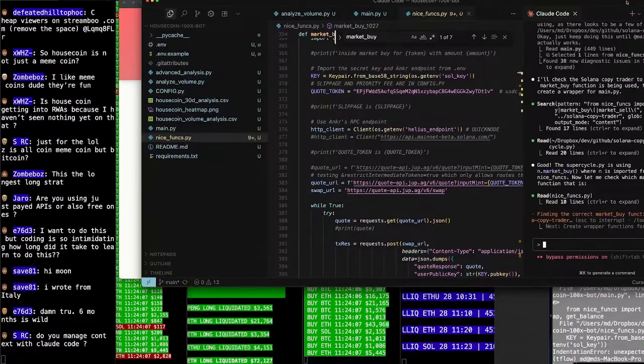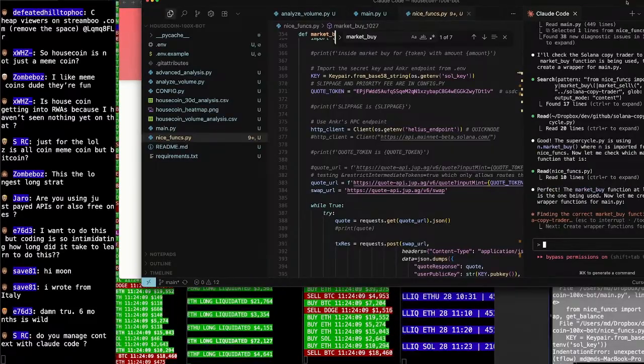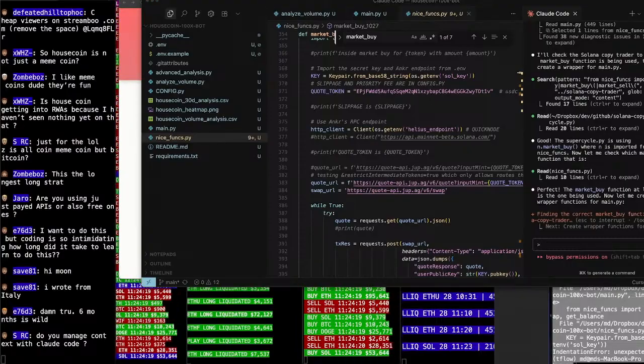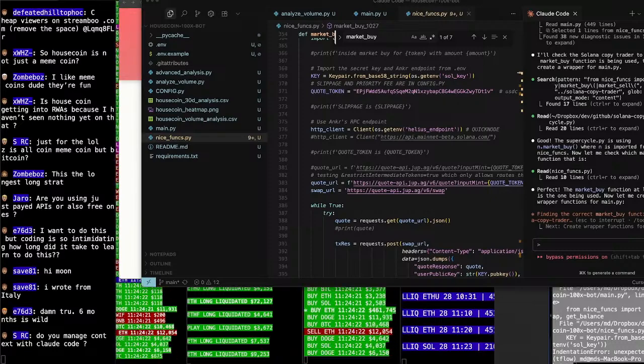Okay, the supercycle.py is using n.marketBuy. Perfect. Where n is important. Perfect. Okay, great. Perfect, perfect, perfect, dude.